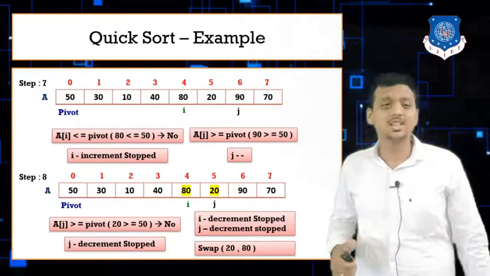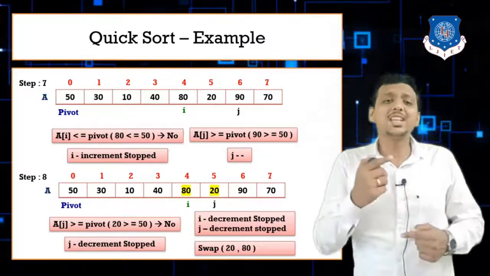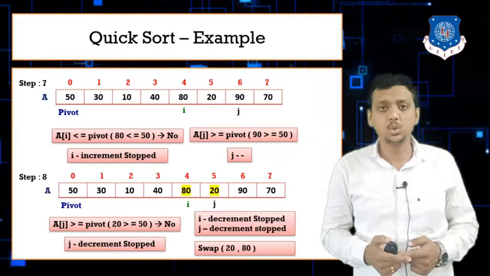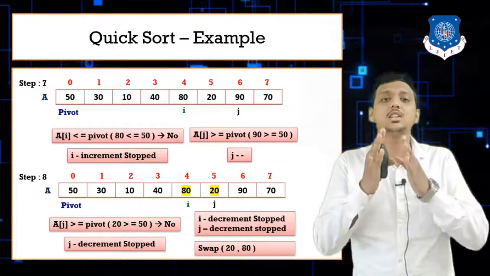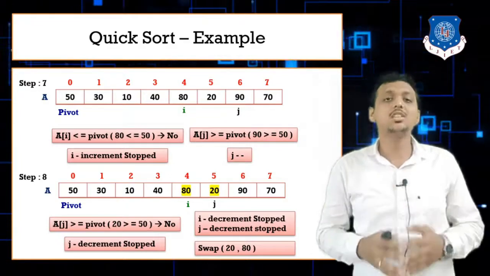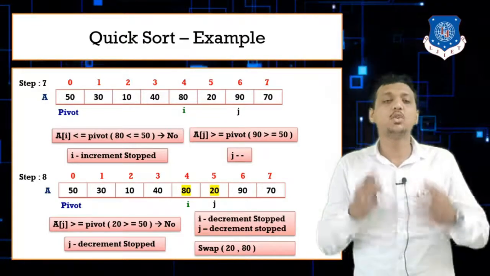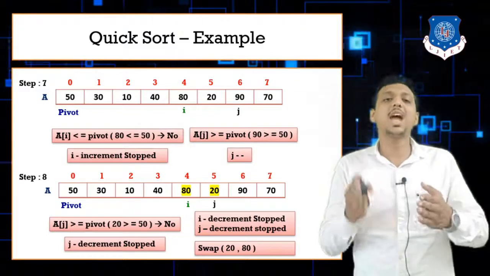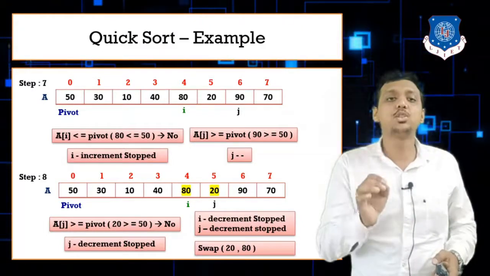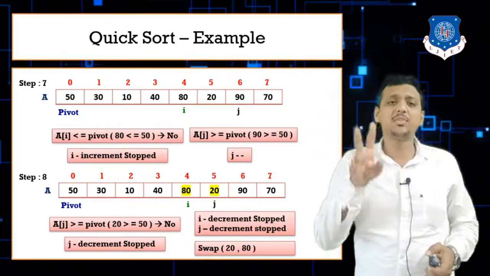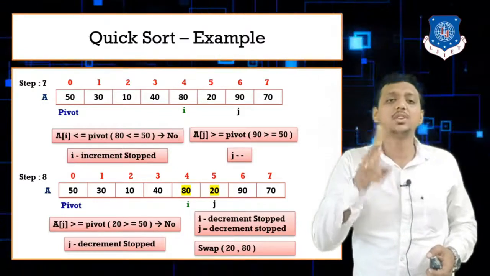So it goes like this. Then, is 20 greater than or equal to 50? Yes or no? No. So here your J has been stopped. I is also stopped. What you need to do is swap I and J. No, we are not going to swap the positions, we are going to swap the values of A of I and A of J.